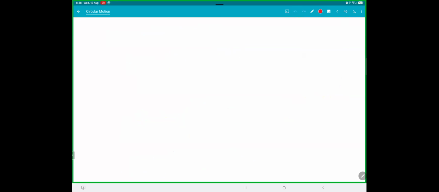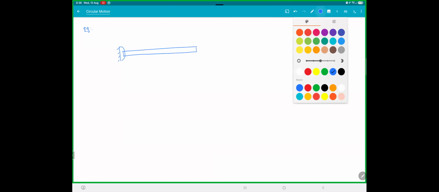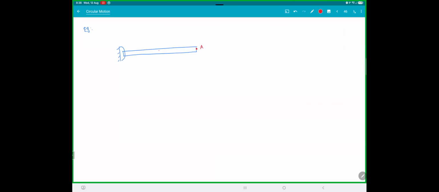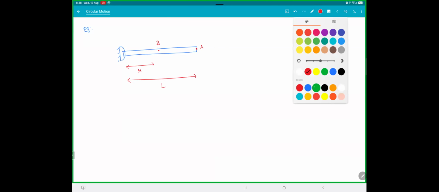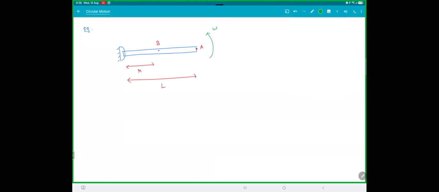Now, let me explain more. Let me give you some examples, then we will do it better. Look at this example. Let's say we have a rod which is hinged here. Let's say we have a point A here and a point B here. Let's say this distance is small r and this distance is capital L. Let's say this whole setup is rotating with omega. If I ask you directly, what is the relative velocity between A and B? What is the answer?